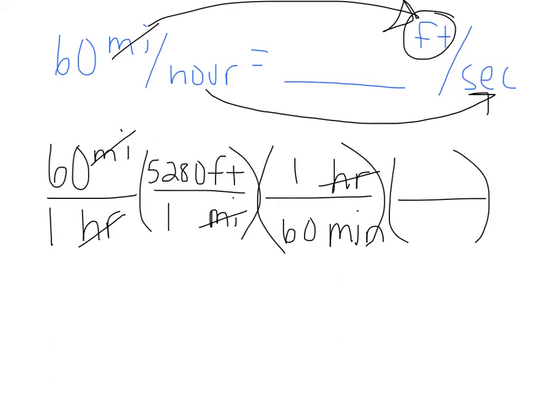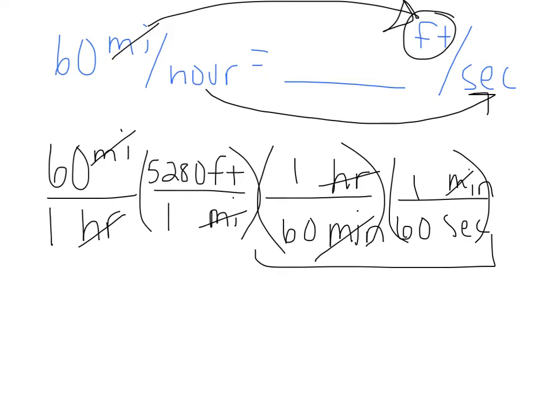Okay, and then I want to get rid of the minutes, so that's on the bottom. So now minutes needs to go on the top, and minutes can be changed to seconds. And same thing, I know there are 60 seconds in 1 minute. Okay, some of you may actually be able to tell that there's 3,600 seconds in an hour. If you want to use that conversion instead, that's fine, but I would just stick with the double conversion here like we had.